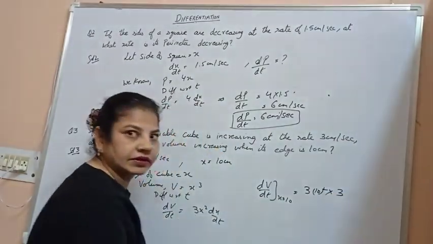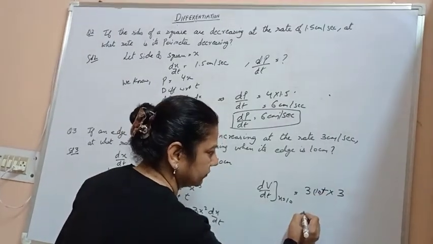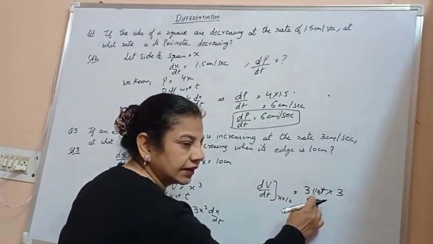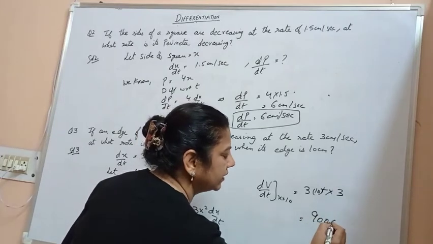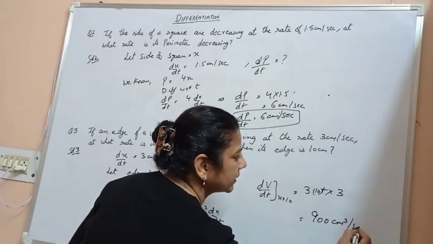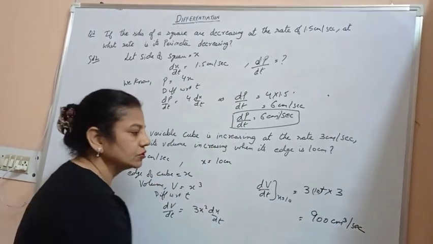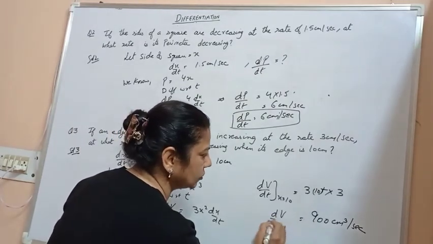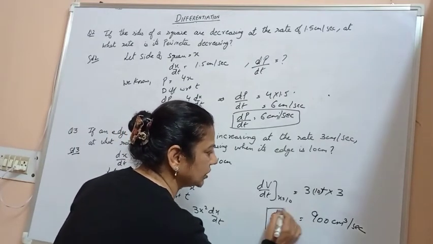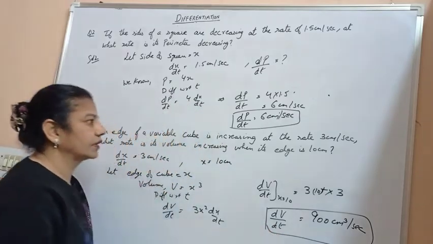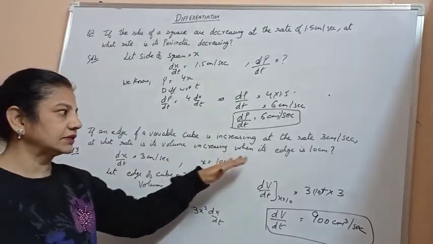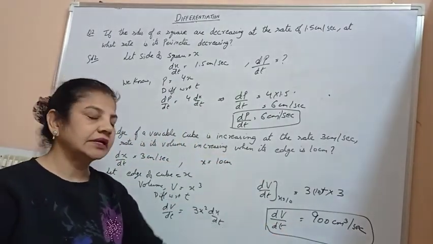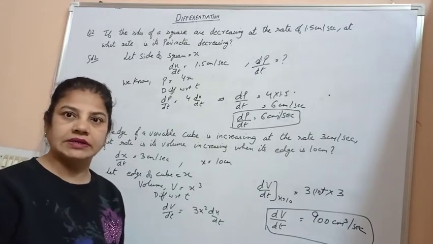which is given as 3 centimeter per second. So we write over here 3, which is equal to 3 3s are 9 and 100. So we get 900 centimeter cube per second, because volume is in cube. So the rate of change of volume, increasing when the edge is 10 centimeter, is 900 centimeter cube per second.